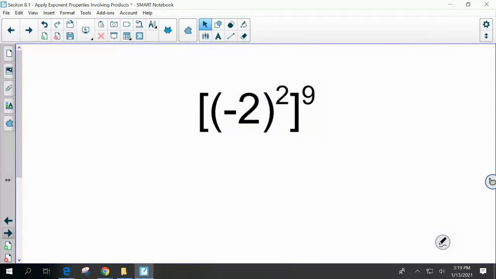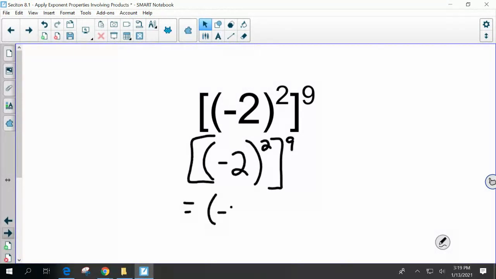Okay, this one looks a little bit different because we have a negative. That bracket right there is just signaling that you have negative 2 raised to the 2nd power and then raised to the 9th power. That's why there are brackets there, because if not, you would have to take a negative 1 raised to the 2nd power and a 2 to the 2nd power. So this is negative 2 to the 2 times 9 power, so that equals negative 2 to the 18th power.